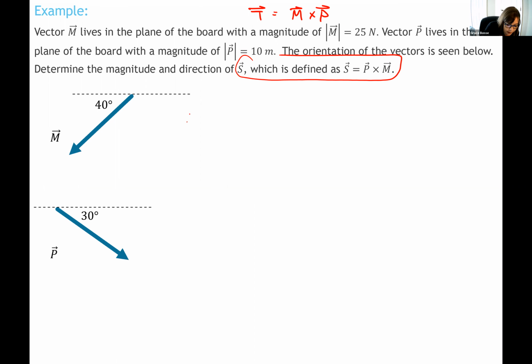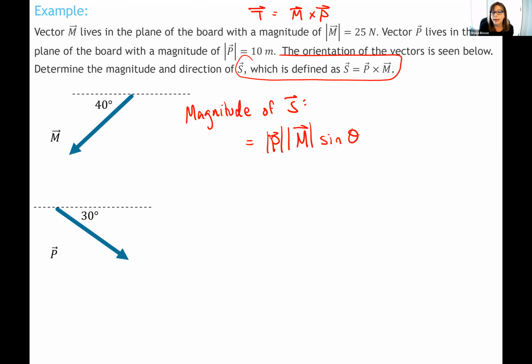Well, let's try it again. Let's do the magnitude of vector S. It would just be the norm of vector P times the norm of vector M times the sine of the angle between them. All of those things are still the same. I didn't change any of the angles. I didn't change any of the norms. And so the magnitude of vector S should be the same, 234.9 Newton meters, because theta is still 110 degrees. That stayed the same as in the previous problem. So far vector S has the same magnitude as vector T.